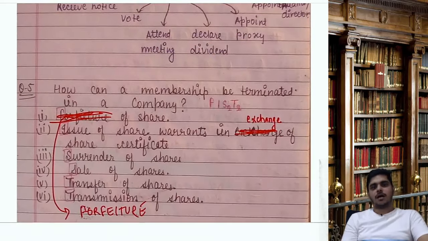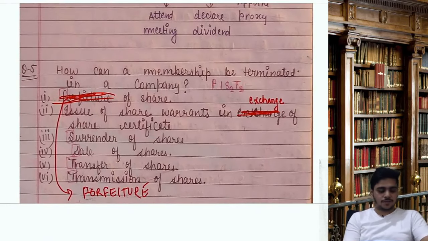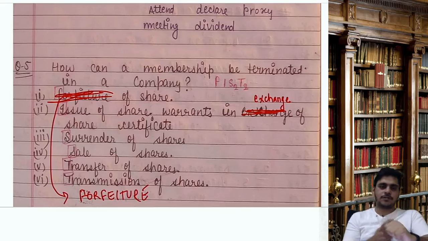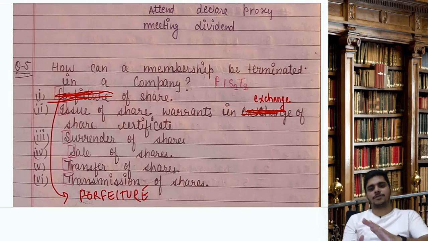Then, fifth, how can the membership be terminated? Sir, FISH 2. The code was FISH 2. F, forfeiture of shares. I, issue of share warrants in exchange of share certificate. S, surrender of shares. S, sale of shares. T, transfer. One more T, transmission. FISH 2: forfeiture, issue of share warrants, sale of shares, surrender of shares, transfer, transmission.